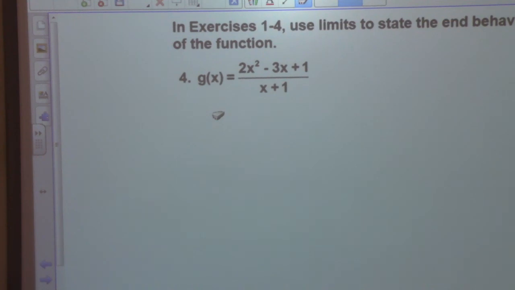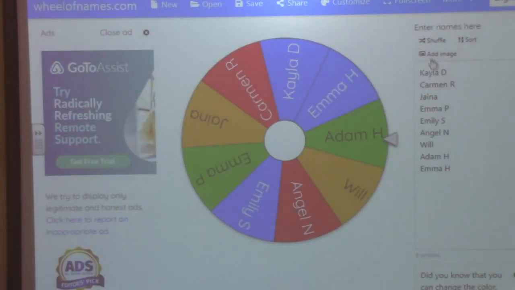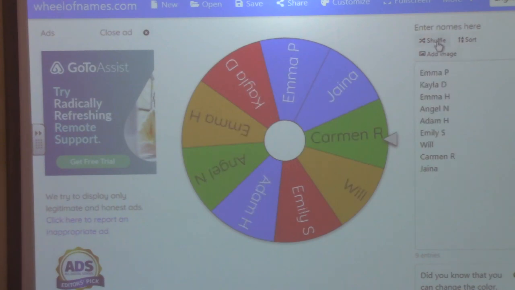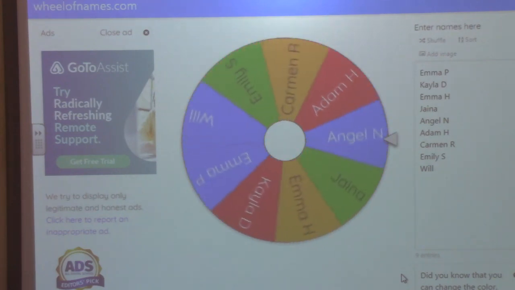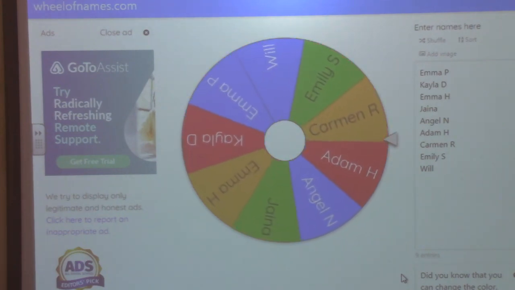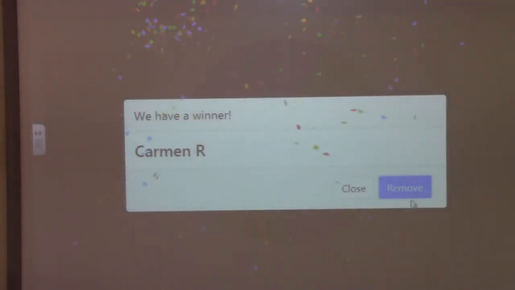All right. Okay, let's see here. I'm going to shuffle this around a couple more times. Here we go. Looks like Carmen. Dang it. Yay, Carmen, you can stay another day. Congrats.